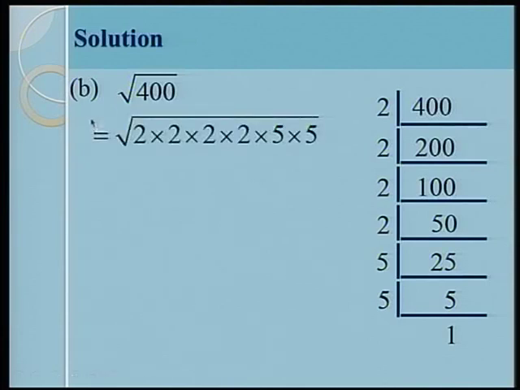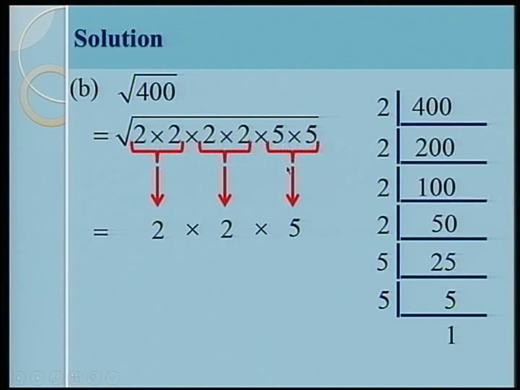So square root of 400 can be written as square root of 2 times 2 times 2 times 2 times 5 times 5. We have here two pairs of 2. So from the first pair of 2, we will take 1 2. We take another 2 from the second pair of 2, and then we take 1 5 from the pair of 5. We then multiply 2 by 2 by 5 to obtain 20.